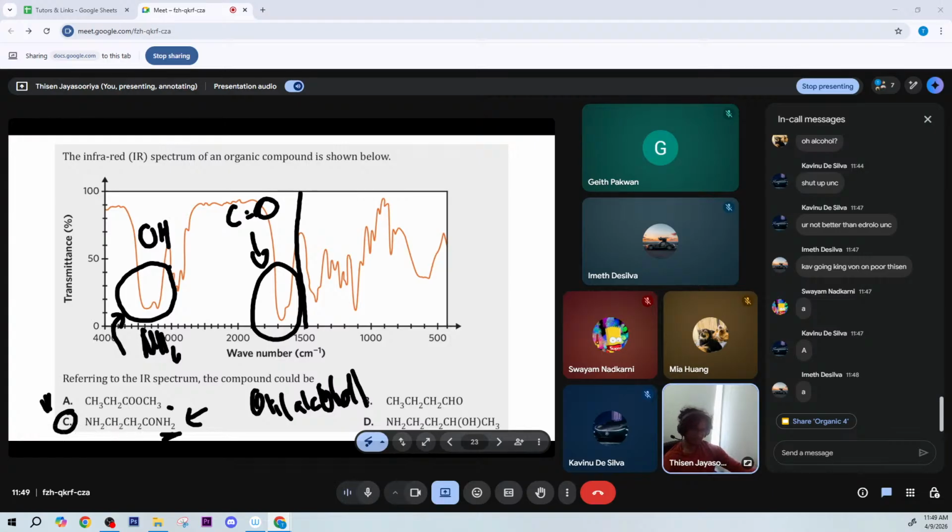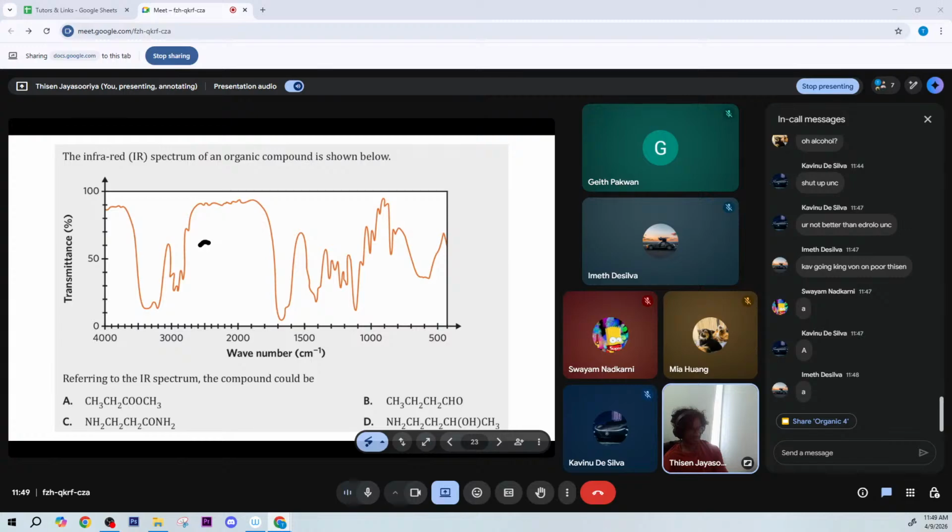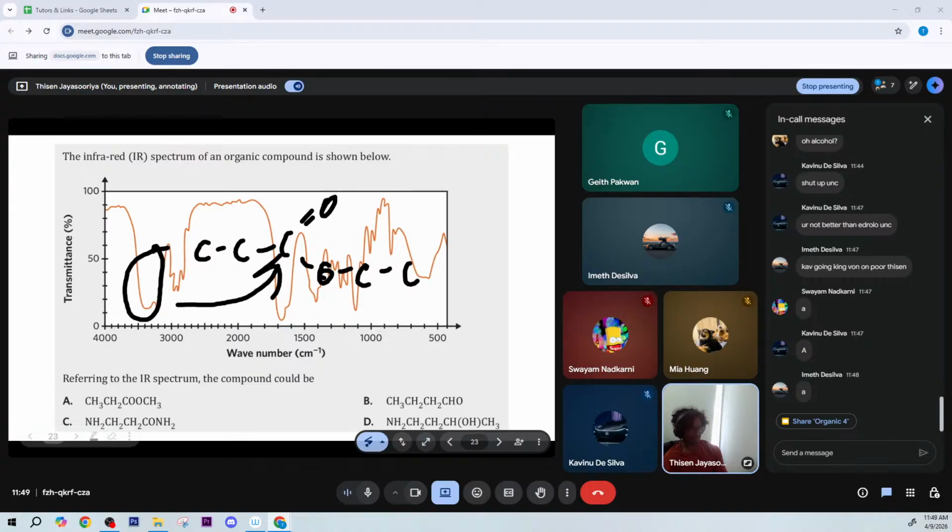So does that make sense for everyone? It's not this one here because this is a C double bond O. Oh wait, it's an extra C. So we have here C double bond O C. There's nothing explaining this peak in this compound over here.